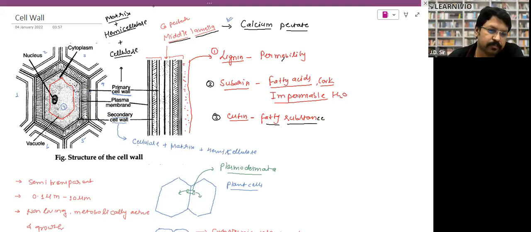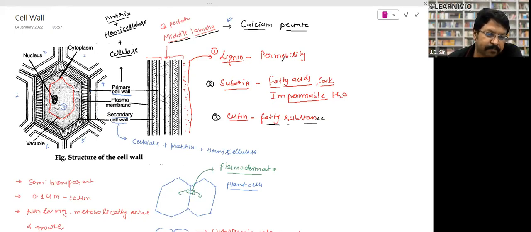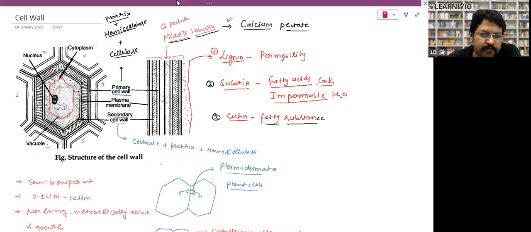Look, this is the structure of a plant cell wall. Now try to understand. This is the nucleus. This is the vacuole, and this is the cytoplasm. Outside of the cytoplasm, there is a layer which is called cell wall, right? And below the cell wall, there is a plasma membrane, right? First there is a primary cell wall, then on the inner side there is a secondary cell wall. You can get it from here.